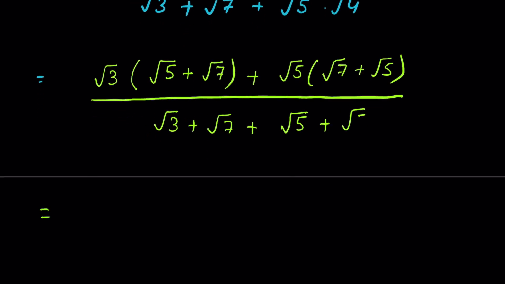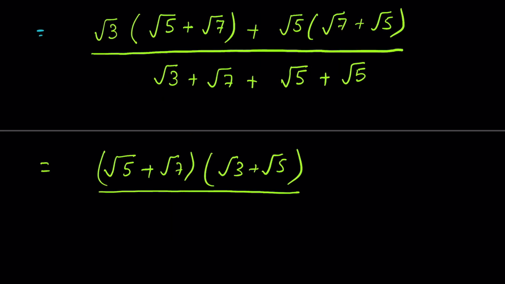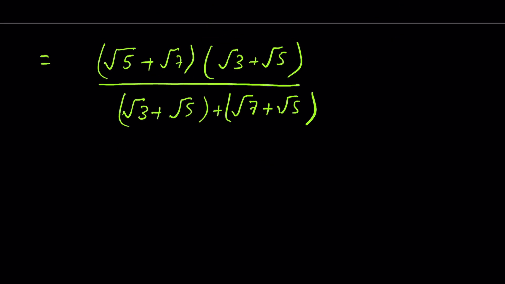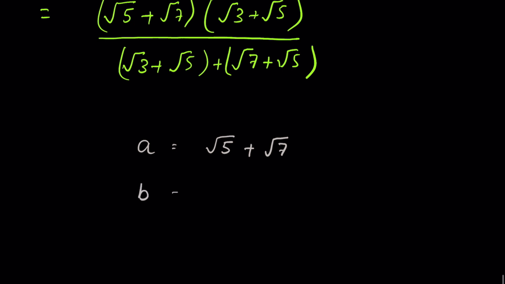Now let's take square root of 5 plus square root of 7 as common factor, and then square root of 3 plus square root of 5 upon square root of 3 plus square root of 5 plus square root of 7 plus square root of 5. Now let's consider a is equal to square root of 5 plus square root of 7 and b is equal to square root of 3 plus square root of 5.